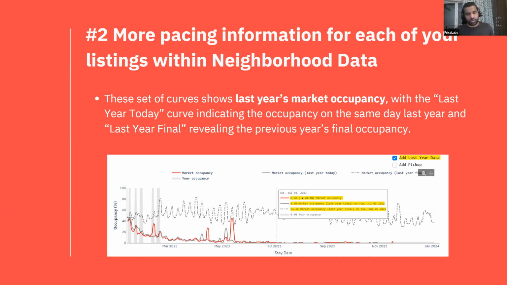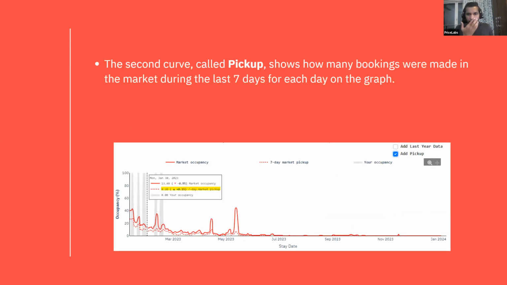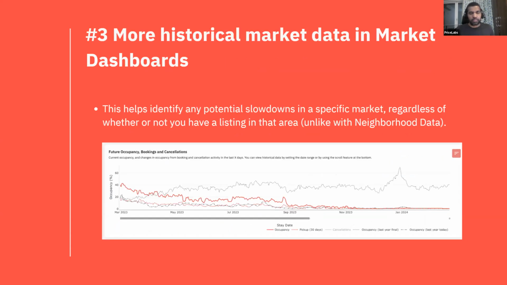One of the things that we want to do is make data tools available to you with ease. Number 3, we've also rolled out pickup curves. We looked at it again in the neighborhood data. Here you can see how many bookings were made in the last 7 days, and that allows you to think about it: if there was a key event that was announced, you may want to quickly tweak prices. PriceLabs would already be doing that, but maybe you want to look at it as well.